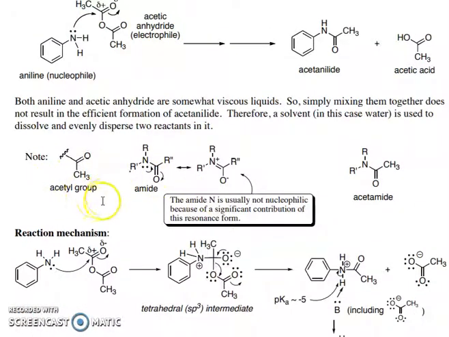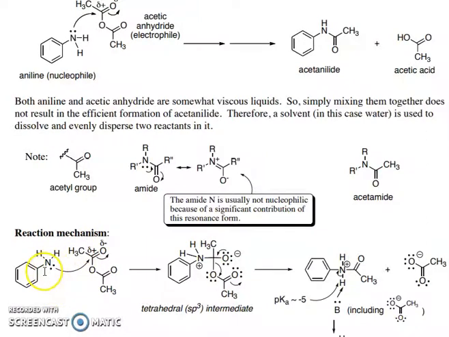You can see these acetyl groups. COCH3 is the acetyl group. This is an amide and it is stabilized by resonance. So amide N is usually not nucleophilic because you can see the positive charge here. So this acts as nucleophile, but it is also converted into this form. Because of the significant contribution of this resonance form, this is your acetamide. So the reaction mechanism is like this for the aniline.